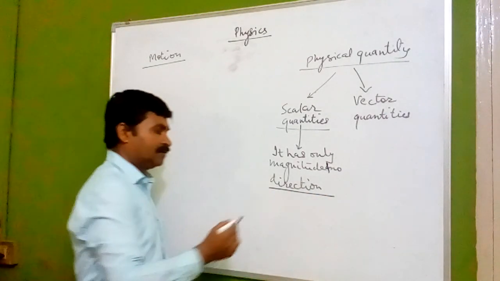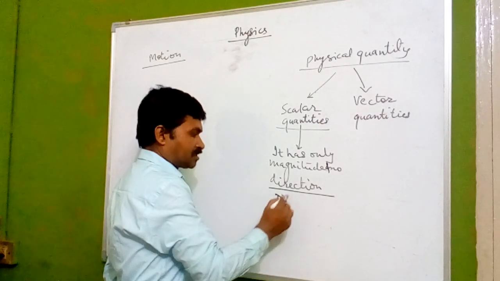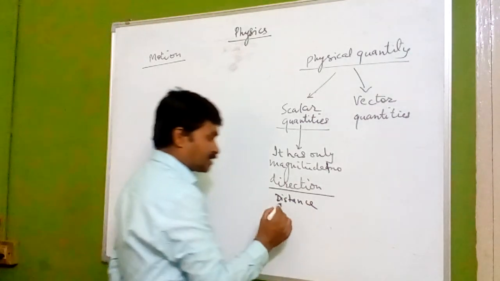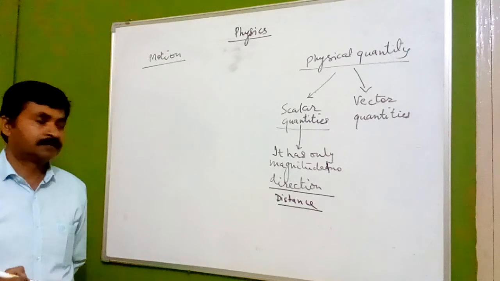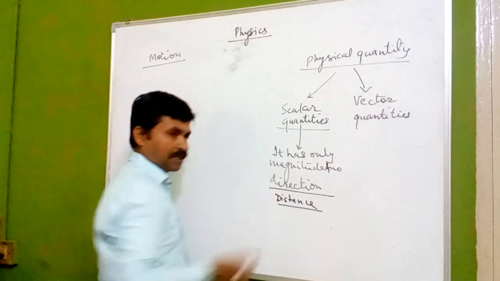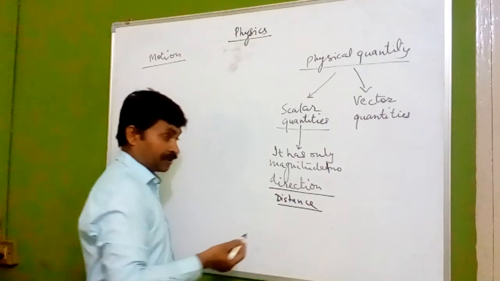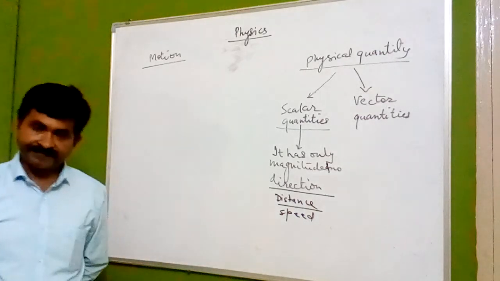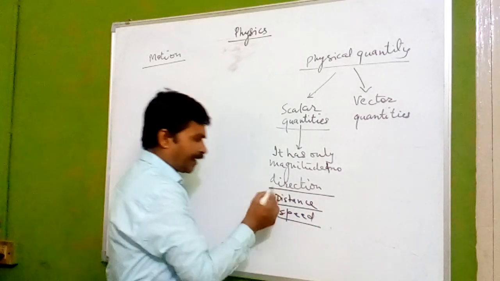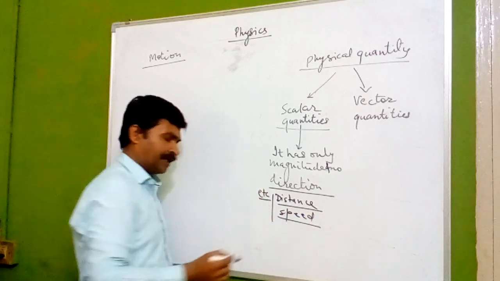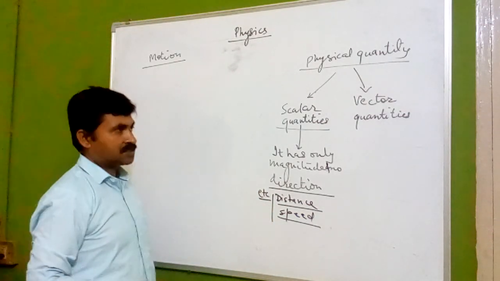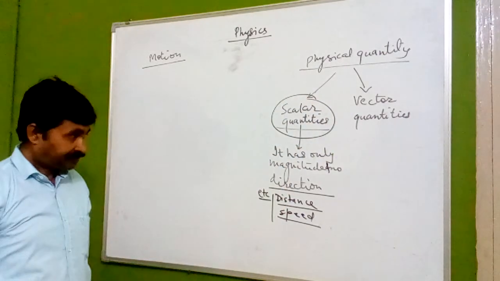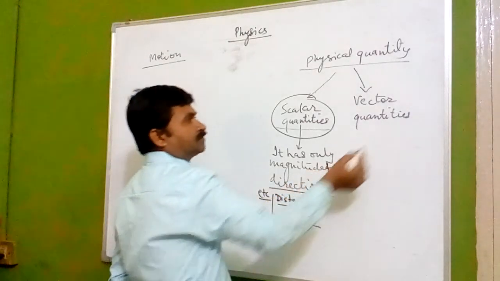Suppose, for example, distance. This is a scalar quantity. Mass, which is in kilogram, has no direction, only magnitude. Speed is also a scalar quantity, and so on. That we are going to discuss in the coming lectures. But for now we only need to know what scalar quantities are, and similarly for vector quantities.